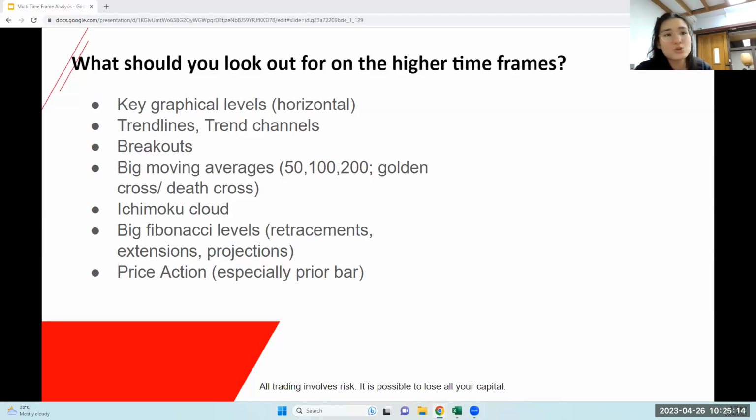So price action shows you the past, the present, as well as the future, depending on which time frame we're looking at. So momentum from the previous bar then dictates your strategy.